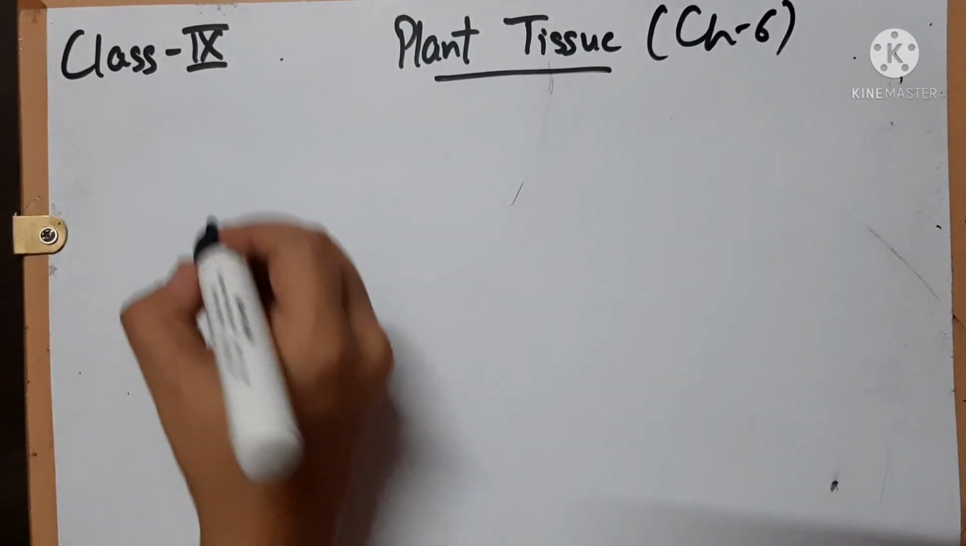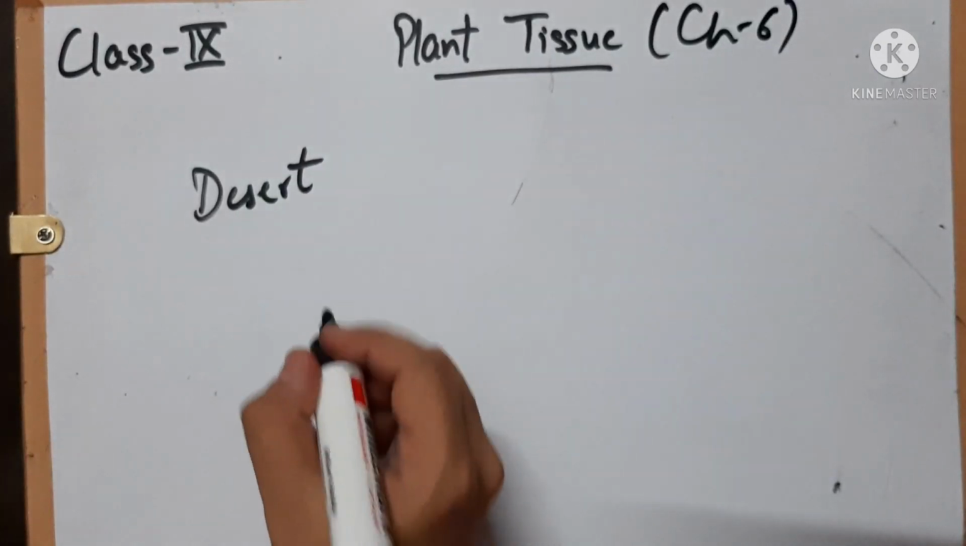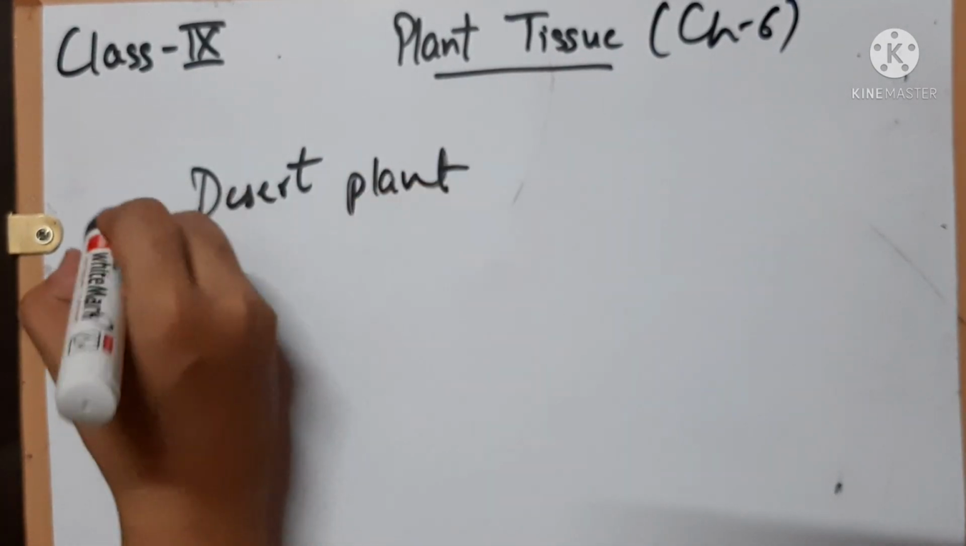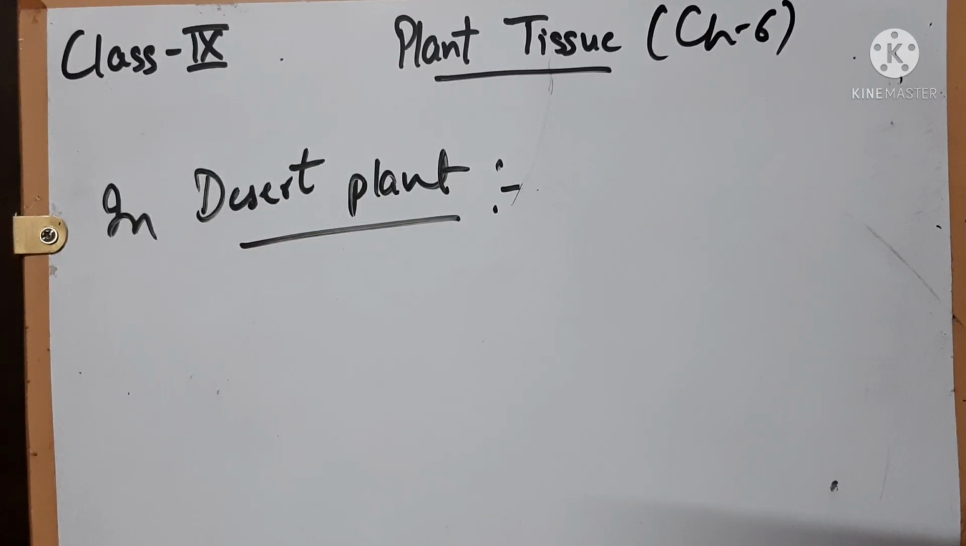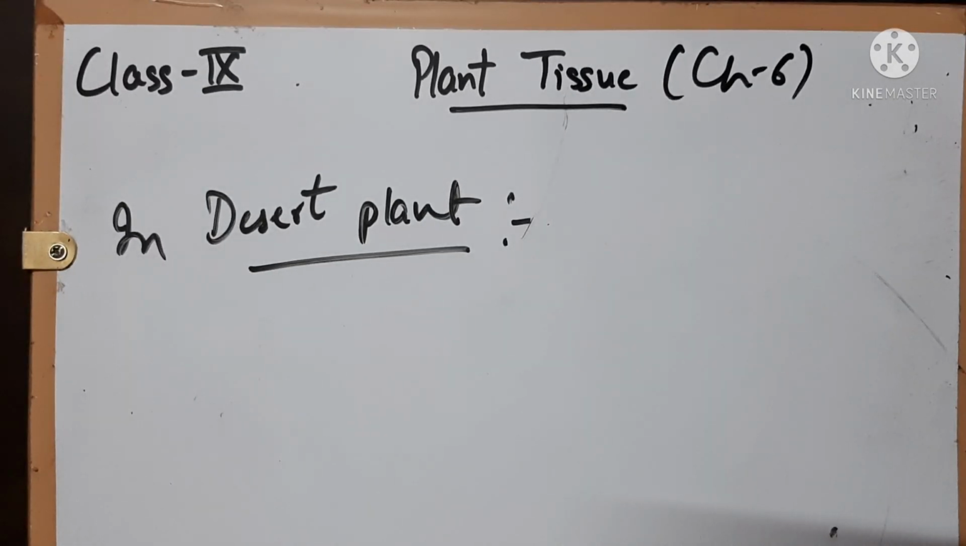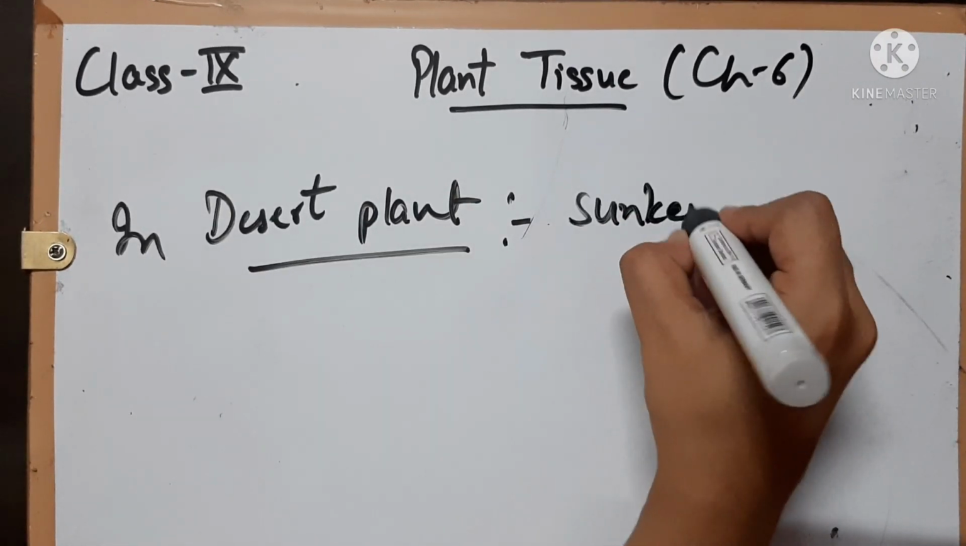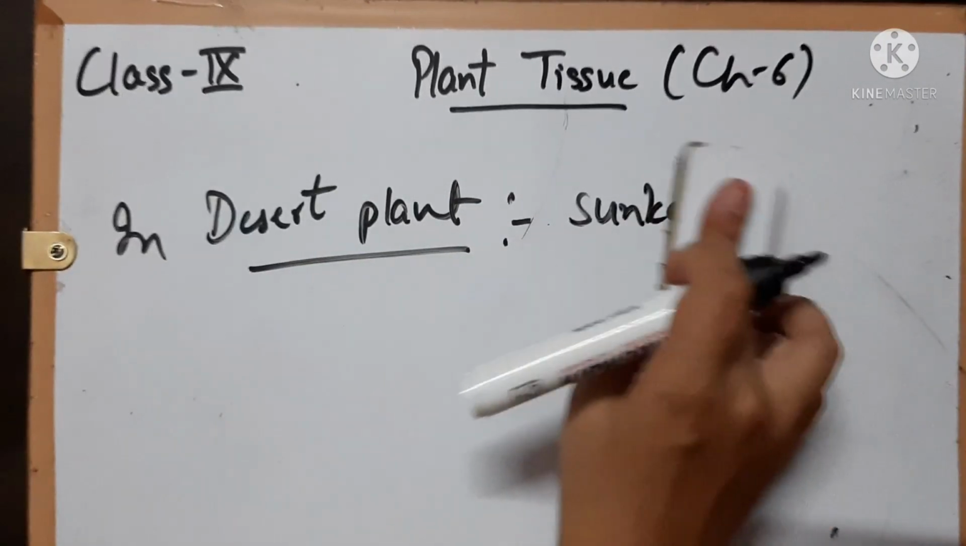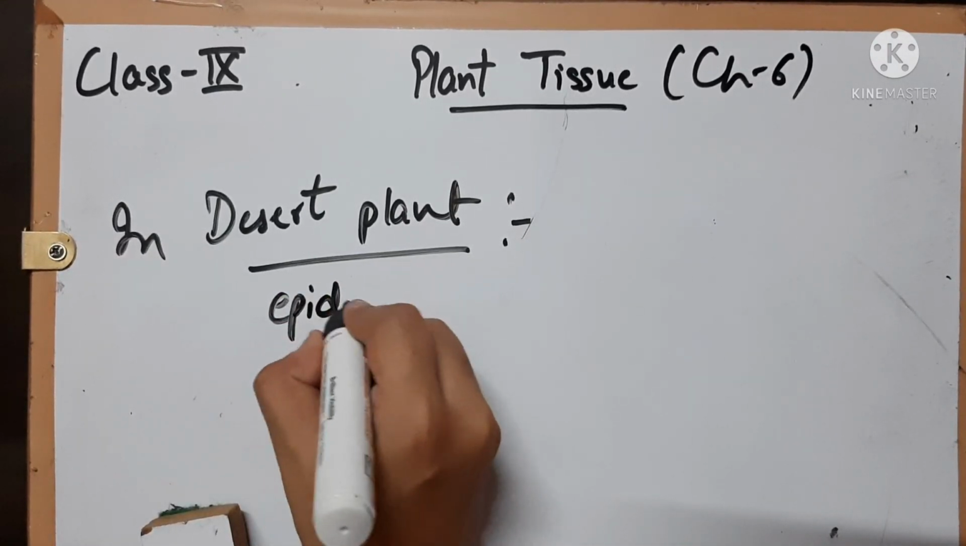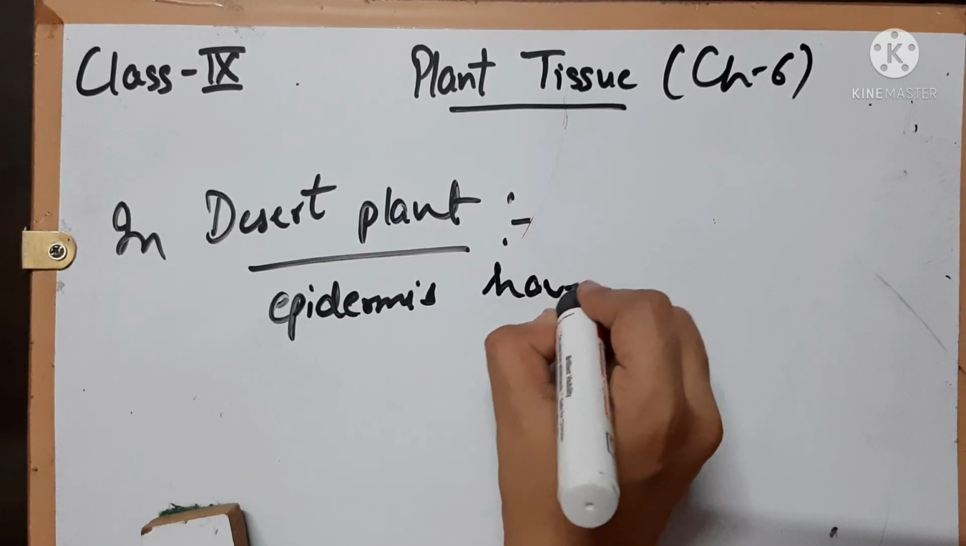In the desert plants, the plants which are present in the desert areas, the epidermis of desert plants has a specific adaptation. As the plants are present in desert, you can guess that there is very little amount of water present in the surroundings for absorption or for survival, and that is why the plants need adaptations. For this they have sunken stomata.